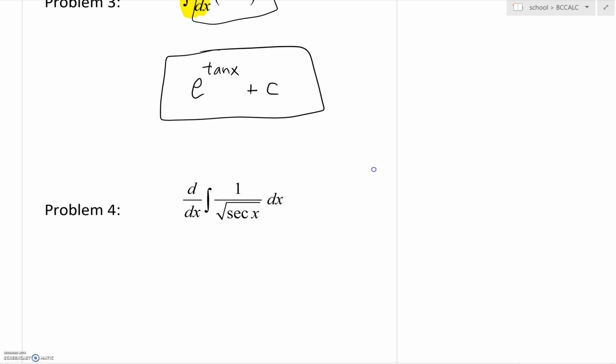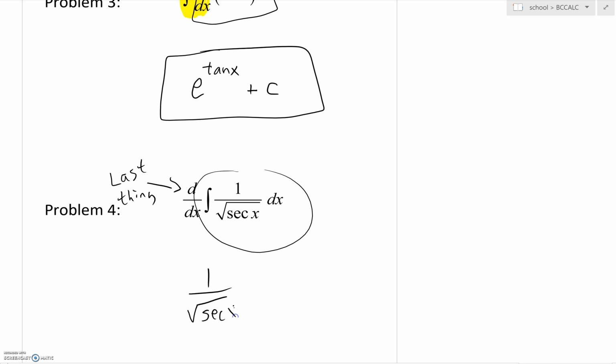By way of comparison, as we looked at problem 4, you can notice that the last thing you're going to do is take a derivative. Of course, you'd find an antiderivative of 1 over the square root of secant of x. Whatever you do, you take that antiderivative, you'd have a constant there. But when you take the derivative of that, you're right back to 1 over the square root of secant of x. This time you don't have your constant present. So that's what you need to remember.